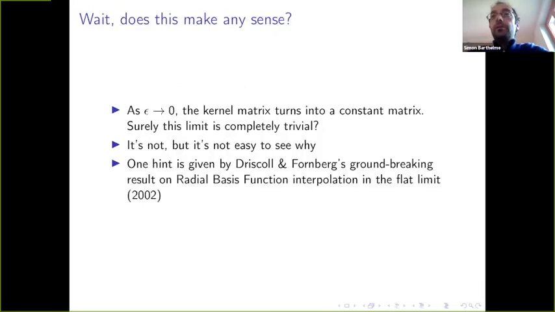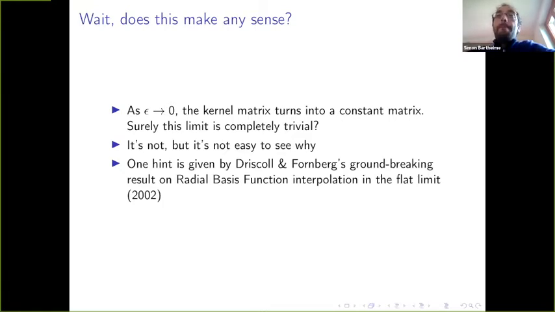Now, the first reaction for most people when they hear this limit is to think that it makes no sense whatsoever, and that's quite understandable, because as epsilon goes to 0, the basis function, so the kernel function, becomes flat, and so the kernel matrix tends to just a constant value. Every entry is the same constant value. Sounds like a very interesting limit.